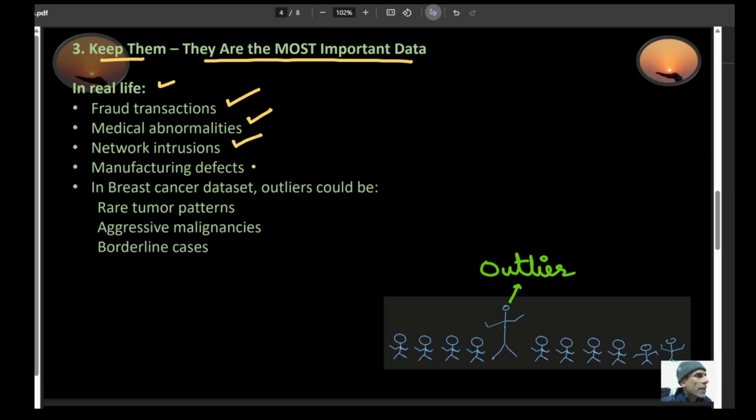In the case of cybersecurity, in the case of a network, it could represent a network intrusion. Maybe somebody is trying to hack into your system. In the case of manufacturing, it could represent some type of defect. Everything is normal, but then you have some outlier points.